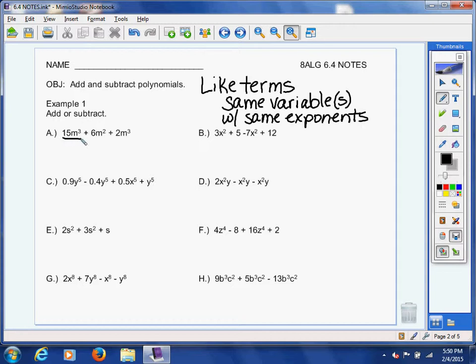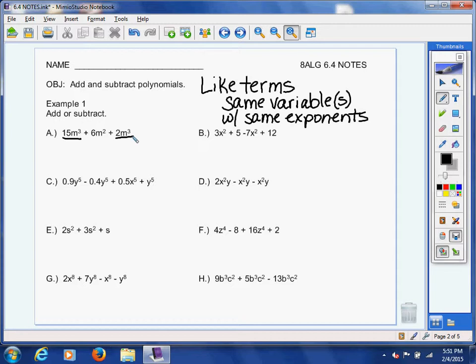Okay, now I'm going to underline your like terms. I'm going to go ahead and point that out to you. Notice that the first term, 15m to the third, and the third term, 2m to the third, both have the same variable and the same exponent on that variable. They both have m to the third. Okay? Now, what you're going to do is you're going to add those together. They are like terms. They can be combined.